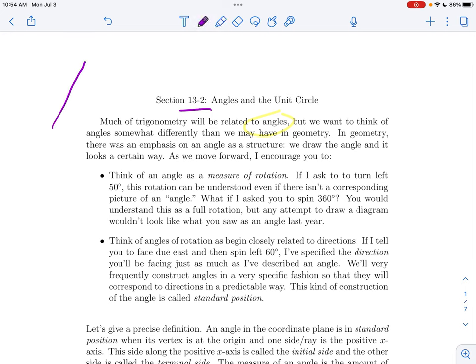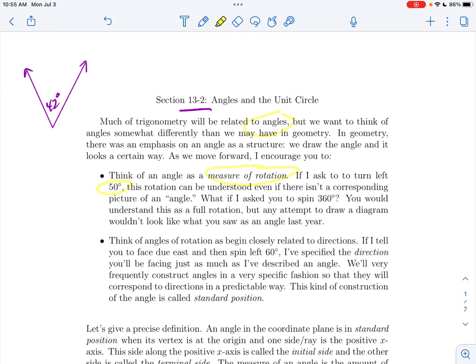In geometry, angles were very much from the point of view of what do they look like, right? I draw an angle like this, and it has a certain measure, like 42 degrees, and there's the picture. What we're going to do in many cases is think more about the angle as a measure of rotation. So just imagine you were standing forward, and I asked you to turn left 50 degrees. That 50 degrees is measuring how much you rotate. And we would think of this more as a motion than as a picture.